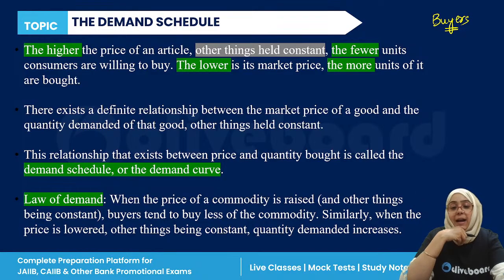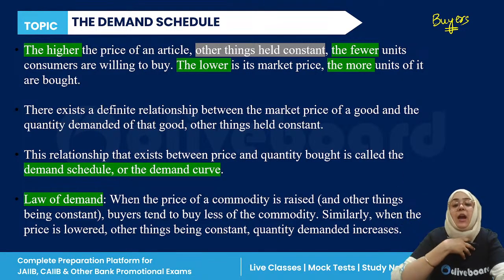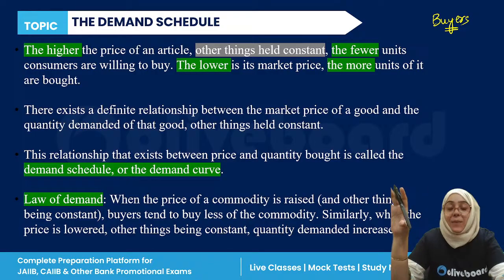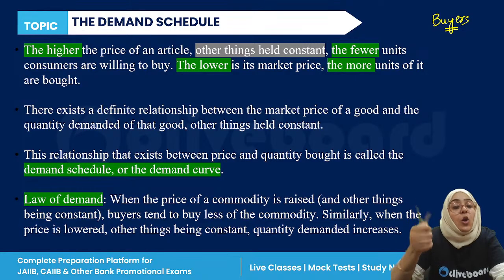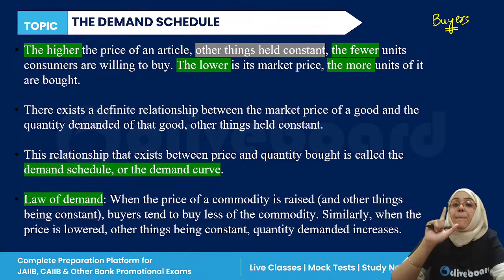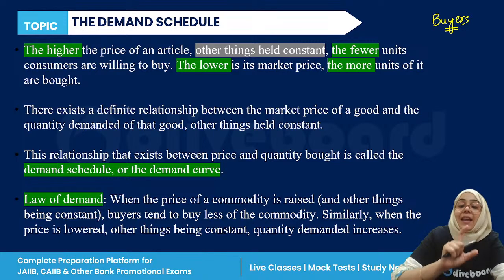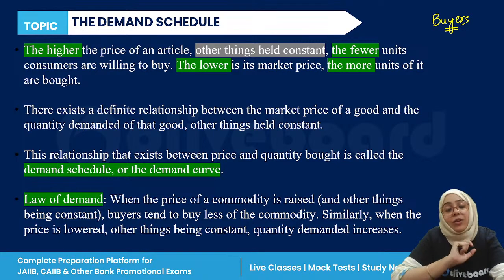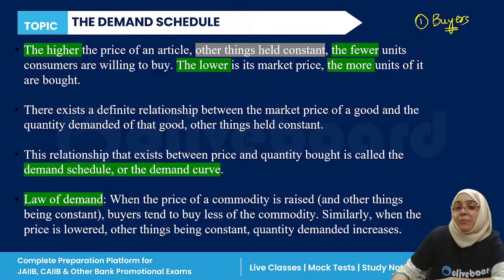So if I am a buyer and you are all sellers, and the price of any product changes, you are affected and I am also affected. Now, what is the seller's behavior on the price change? This is told in the law of supply. And what is the buyer's perspective on the price change? That is told in the law of demand. So the very first point is that the law of demand is always telling you about the buyer's perspective.